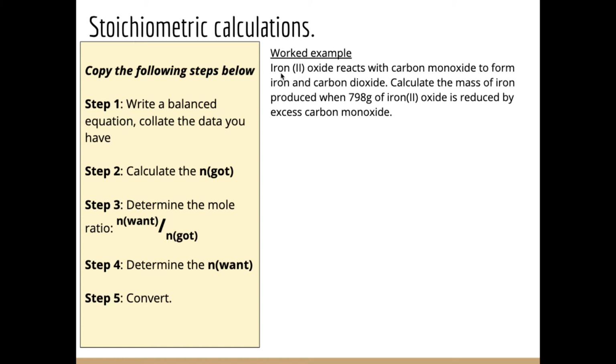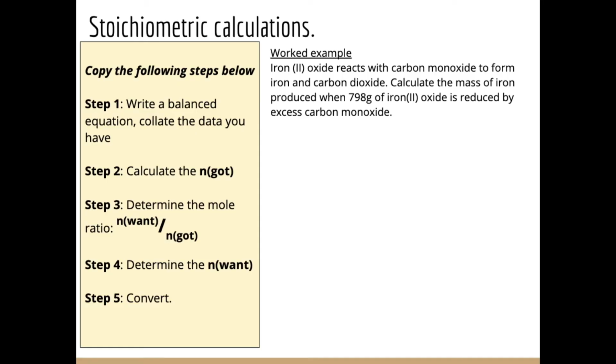So this example states iron oxide reacts with carbon monoxide to form iron and carbon dioxide. Calculate the mass of iron produced when 798 grams of iron oxide is reduced by excess carbon monoxide. So this highlights why these calculations are useful. Because given one bit of information, the amount of iron oxide, we can work out how much iron we're going to produce. So based on how much reactant we have, we can use that to calculate how much product we would expect to make. So our first step says to write a balanced equation and collate the data that you have. Let's write this balanced equation.